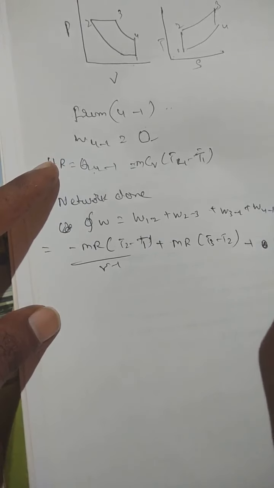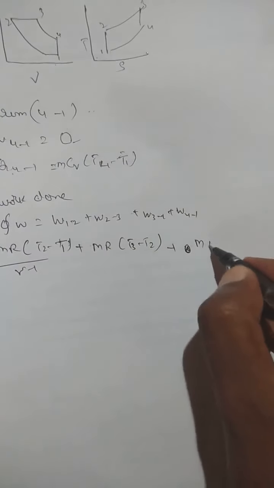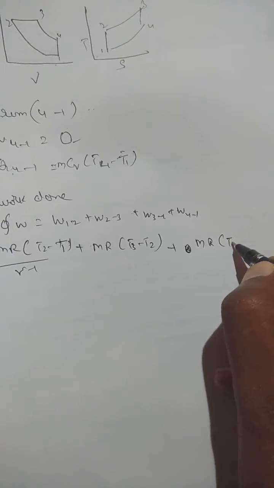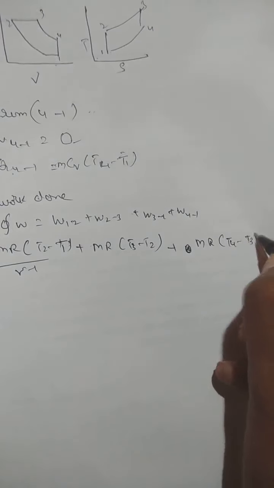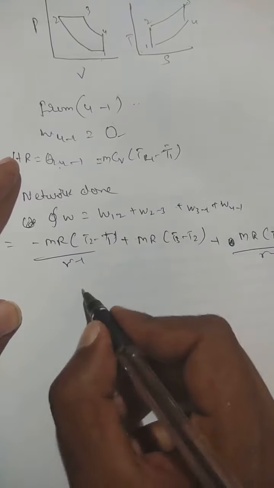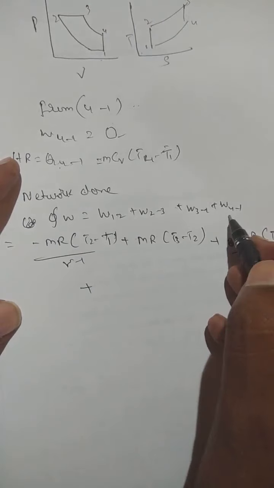Then what is the work done for 3 to 4? This is not a constant volume process, this is an adiabatic process. So it is MR into T3 minus T4 divided by gamma minus 1, plus what is the work done for 4 to 1? That is a constant volume process.